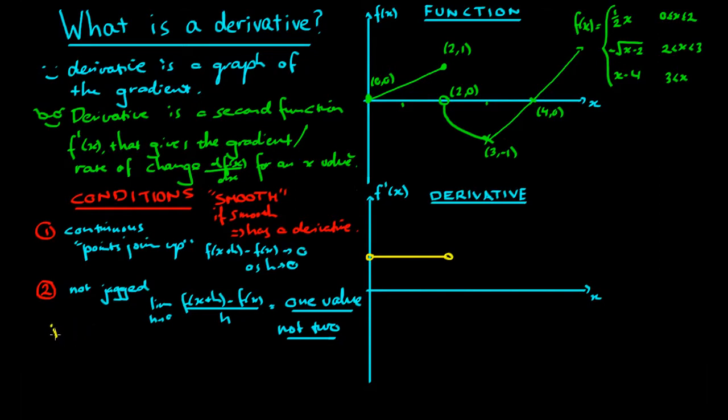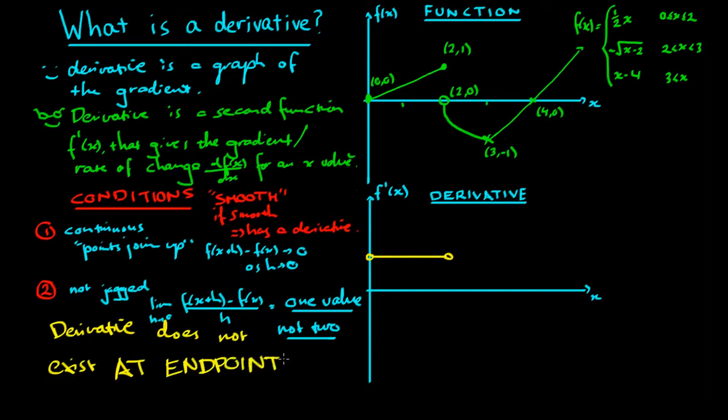the derivative does not exist at endpoints. So if I did put a closed circle here, I would lose a mark because you cannot take the derivative at an endpoint. I'll just emphasize that.